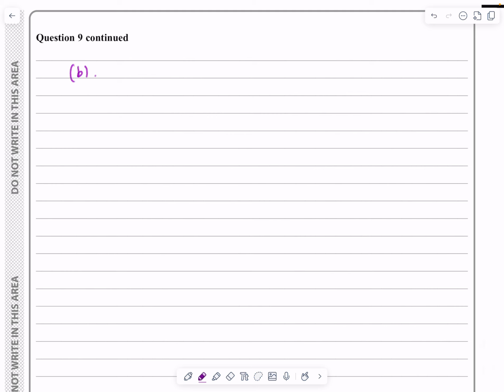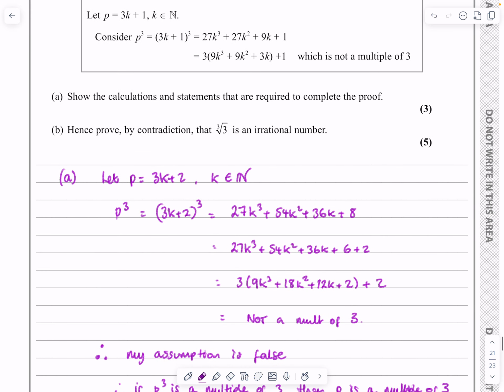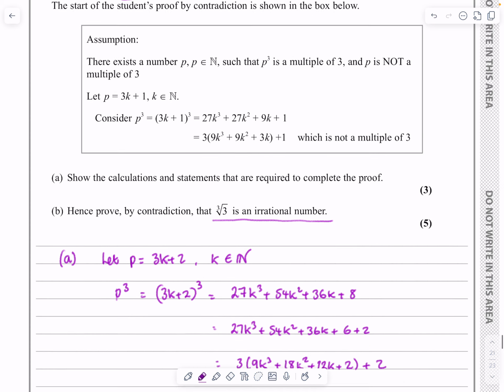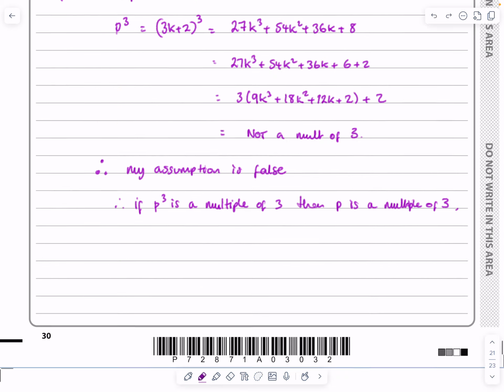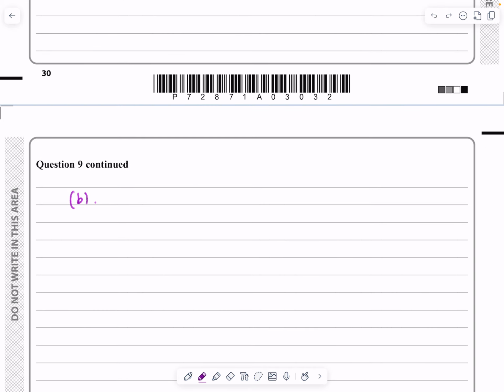Part B is very similar to questions that we've already done before, or hopefully that you've already done. What are we trying to prove? We're trying to prove that the cube root of 3 is an irrational number. So my assumption is going to be the opposite of that. I'm going to assume it's a rational number and then see where the contradiction occurs when I try to do this. So let's say what my assumption is. Assume that the cube root of 3 is a rational number.